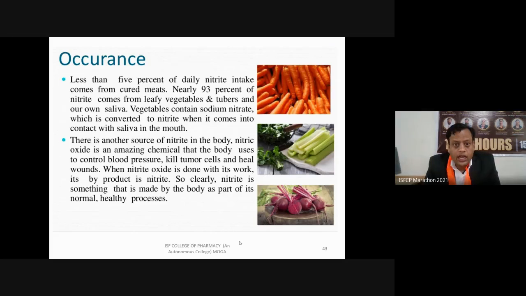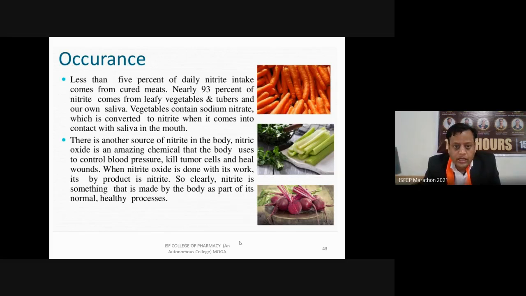Occurrence: less than 5% of daily nitrite intake comes from cured meats. Nearly 93% of nitrite comes from leafy vegetables and tubers and our saliva. So vegetables contain sodium nitrate, which is converted to nitrite when it comes into contact with saliva in the mouth. Whenever we take leafy vegetables, which contain sodium nitrate, when this comes into contact with saliva, it is converted into sodium nitrite.